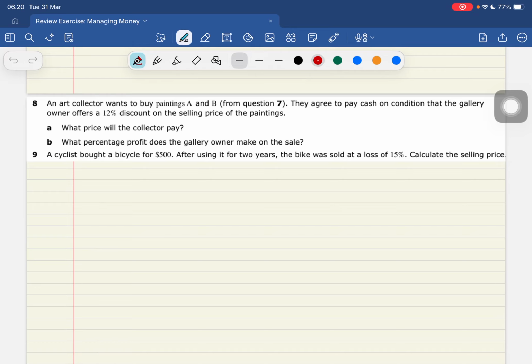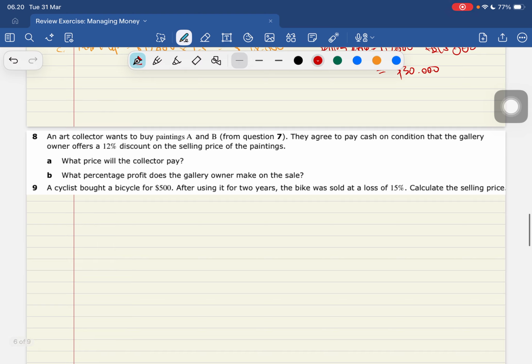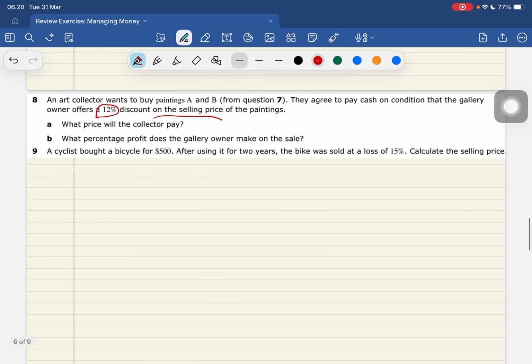Hi, in this question, I'm going to continue solving the review exercise for managing money. So, number 8. An art collector wants to buy the paintings A and B, from question 7. They agree to pay cash on the condition that the gallery owner offers a 12% discount on the selling price.